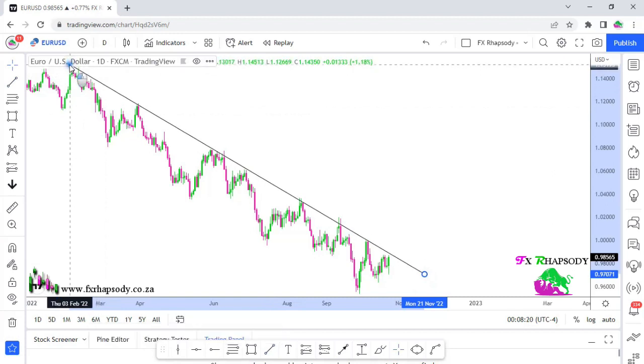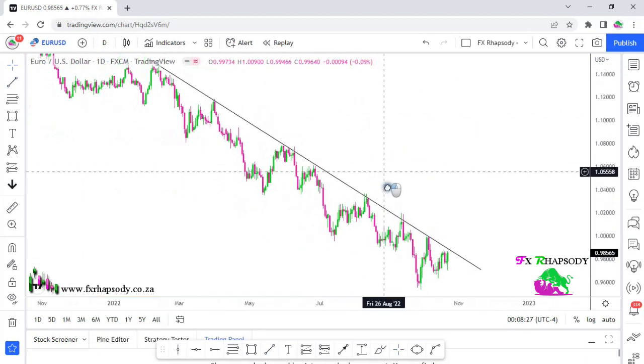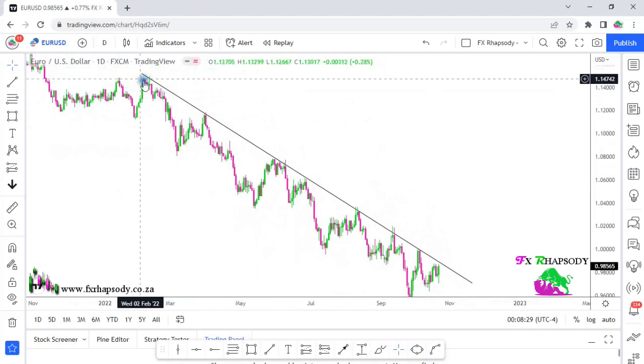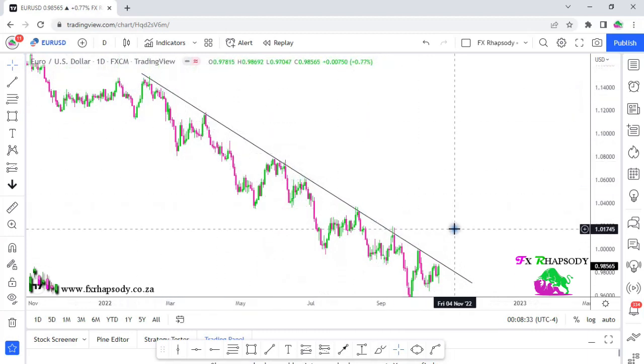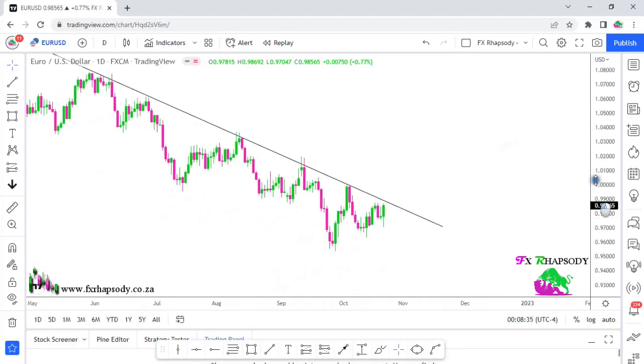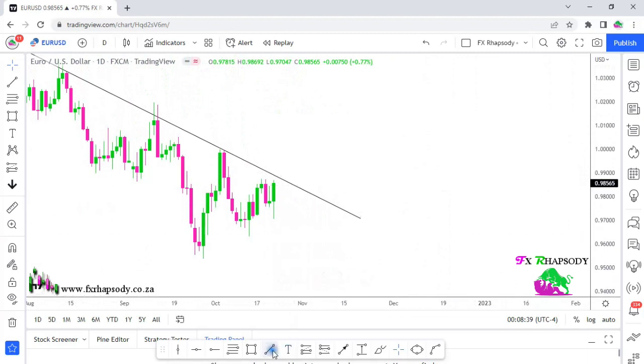The way I pull my trend lines is you want to see as many of these candles and wicks touching, and that is the way I draw my trend lines. There are obviously lots of different ways, but that just makes more sense.